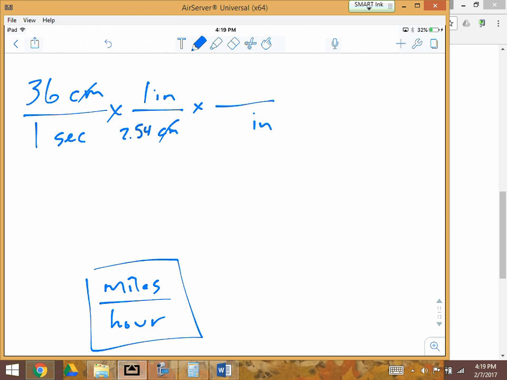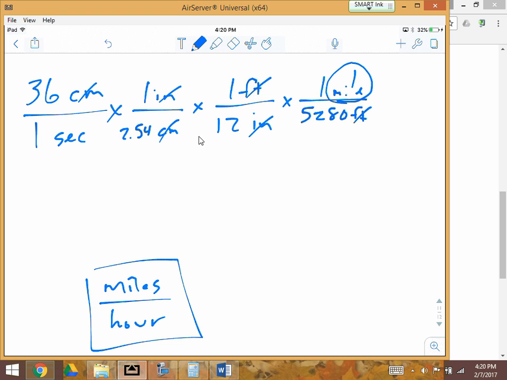Okay, so I'm going to go ahead and do 12 inches is 1 foot. Now I got rid of the inches, and now I got to get rid of the feet. So 5,280 feet is equal to 1 mile. And now I've gotten rid of the feet there. Okay, and I am left with miles, and that's what I want.